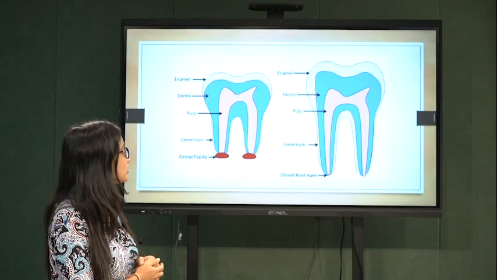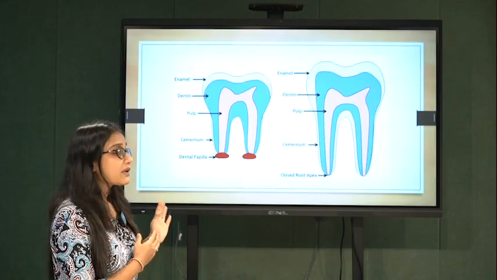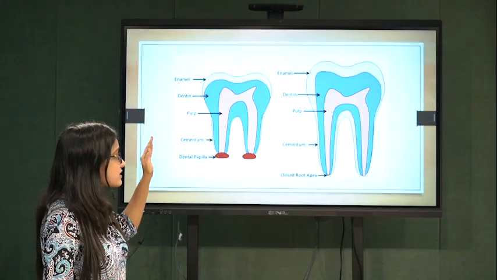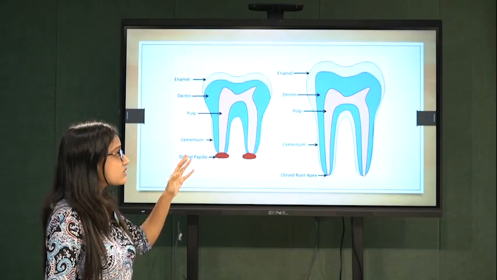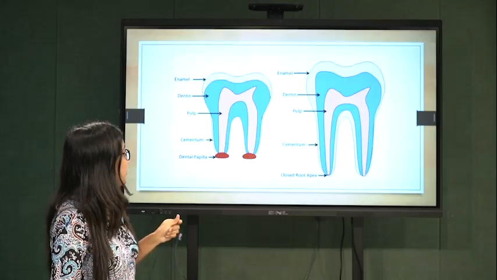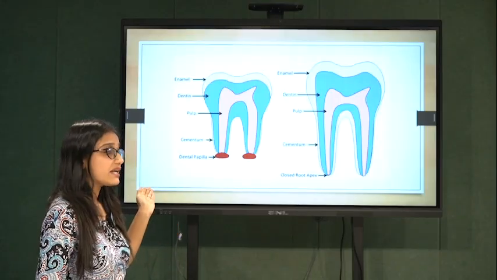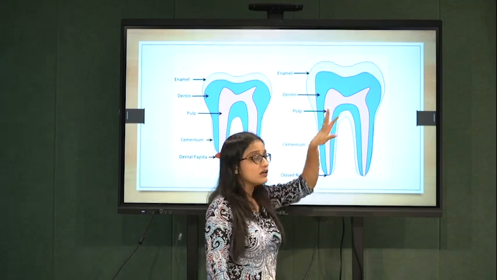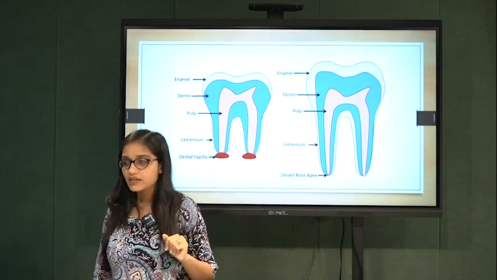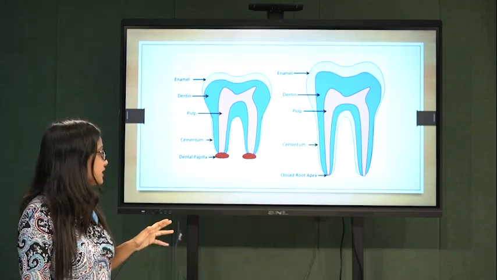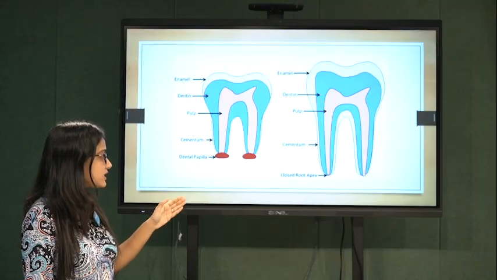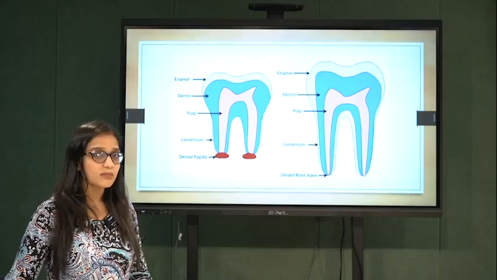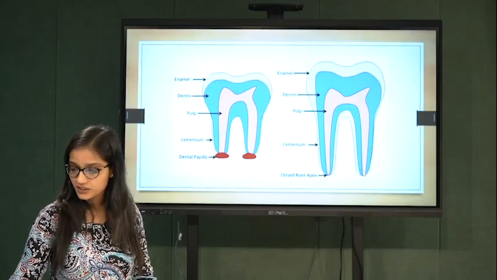So this is the picture of the primary and permanent dentition. We can differentiate both enamel and dentine in the primary as well as permanent teeth. In primary teeth, enamel and dentine thickness is very low. In permanent dentition, it is much thicker. Pulp horns are very high in the primary dentition, as we can see in the picture of the primary tooth, and very low in the permanent dentition. Then we can see the cementum thickness and the closed root apex in the permanent teeth and open apex in the primary teeth. So these are all the differences between primary and permanent teeth.